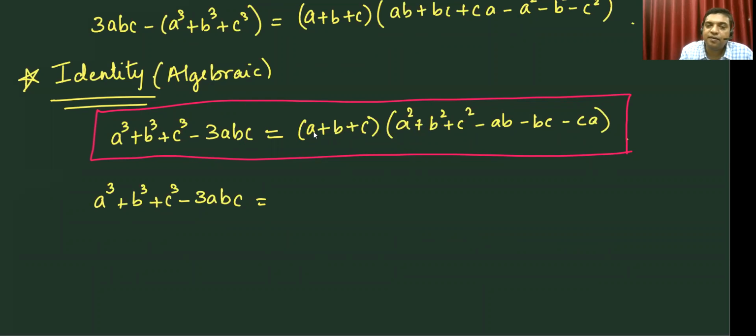Then you get a minus bc, that is minus abc, you leave it as it is. Then you get minus ca square, minus c a square, and then you have plus ca square, that gets cancelled. Like that, if you expand and see, all terms get cancelled. You will get a cube plus b cube plus c cube minus 3abc. That's what you will get.